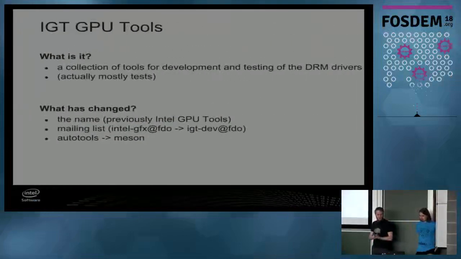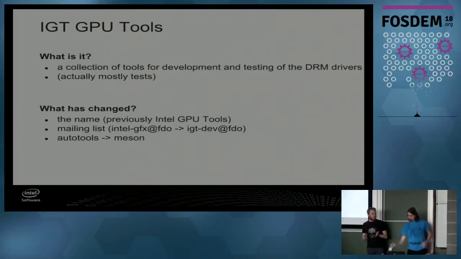So IGT GPU tools is a collection of tools and tests that are aiding the development of DRM drivers. Actually, they are mostly tests. We have 60-something thousand tests right now, 61,000 tests, and we are running them quite often. Not all of them, but a sensible subset of 4,000, because we are skipping the gem concurrent tests.